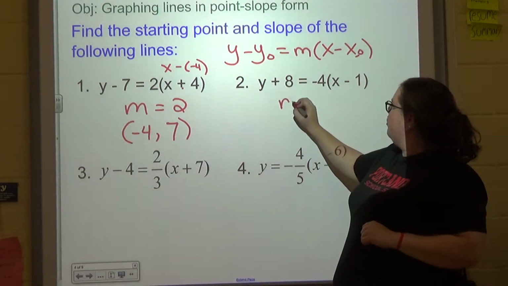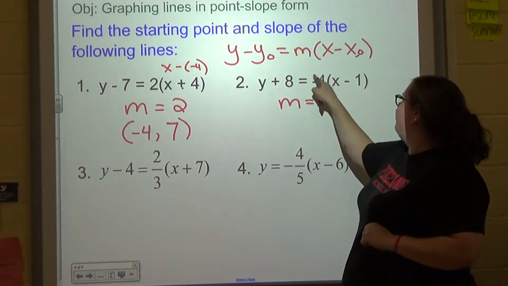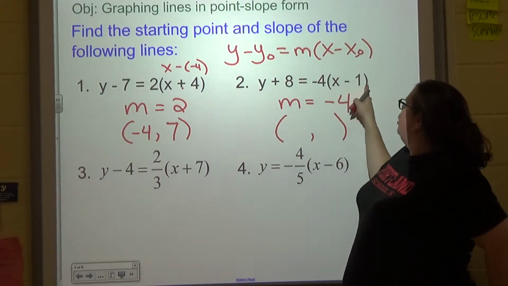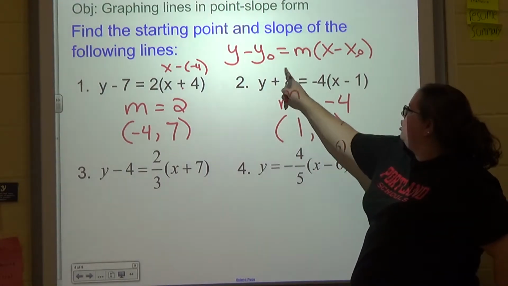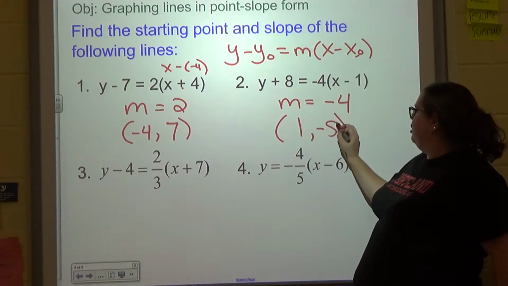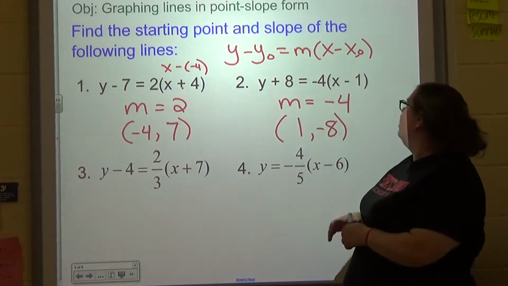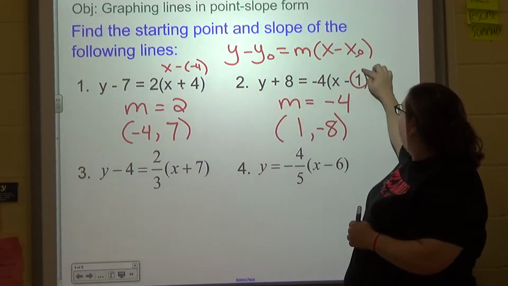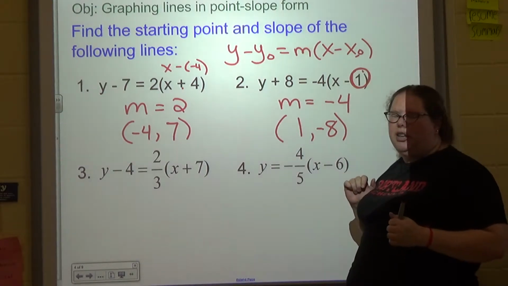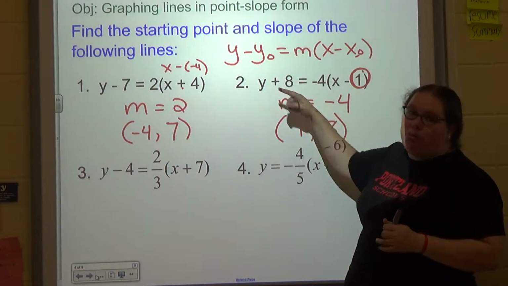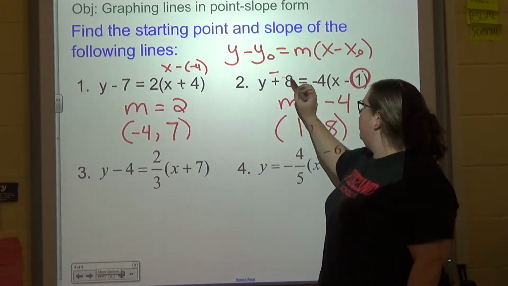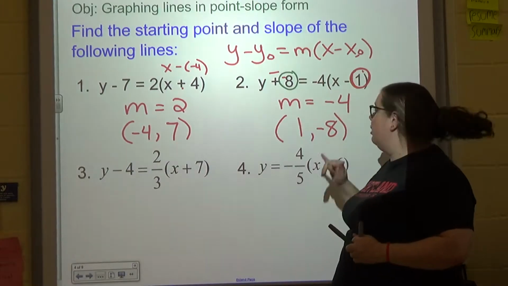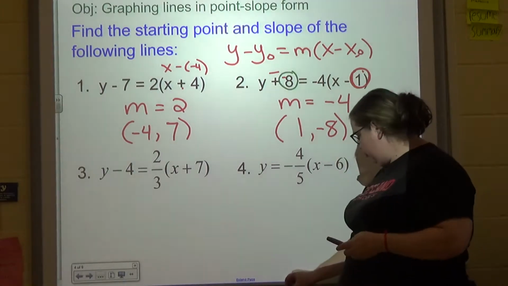Next one. M equals whatever's in front of your parentheses. And then your starting point. Change the sign of the inside. Change the sign. Negative 8. Right, you always flip the sign. Because that negative is part of the equation. So it's just the 1 that's your slope. That's your x value. Here, there's no minus, you have to imagine it's in there, so that it's just that negative 8. That's your y value.